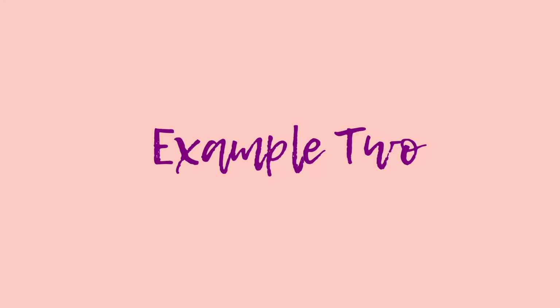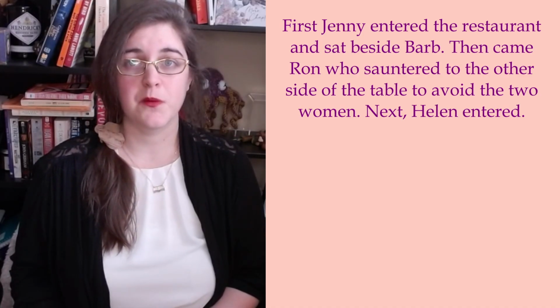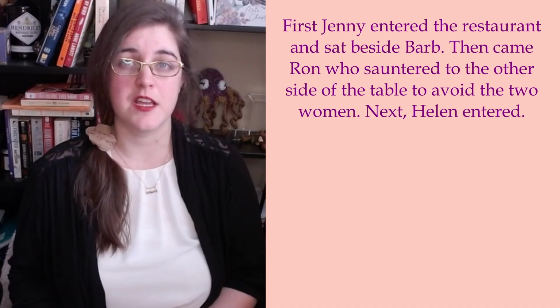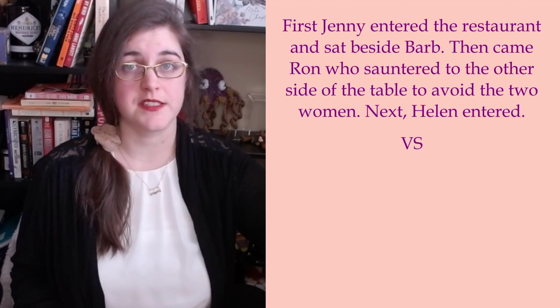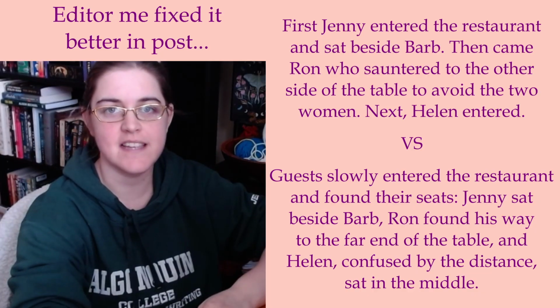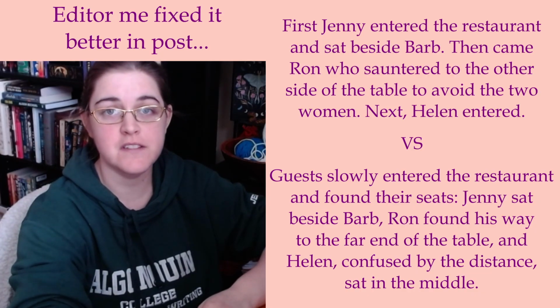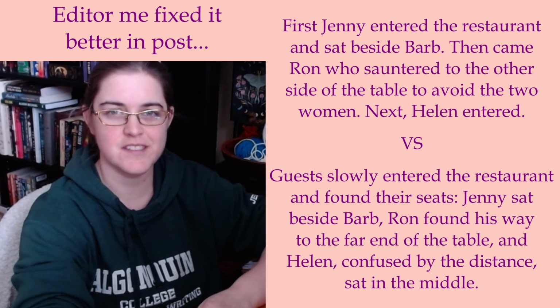Example 2. First, Jenny entered the restaurant and sat beside Barb. Then came Ron, who sauntered to the other side of the table to avoid the two women. Next, Helen entered. Versus: guests slowly entered the restaurant and found their seats. Jenny sat beside Barb. Ron found his way to the far end of the table. And Helen, confused by the distance, sat in the middle.